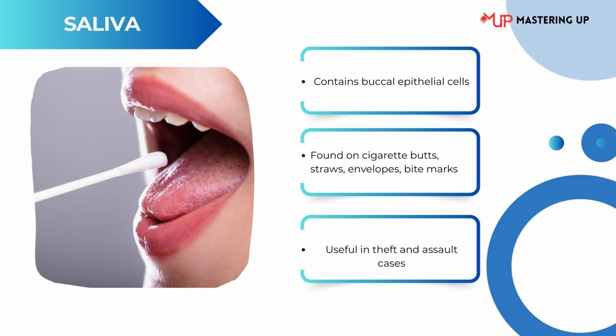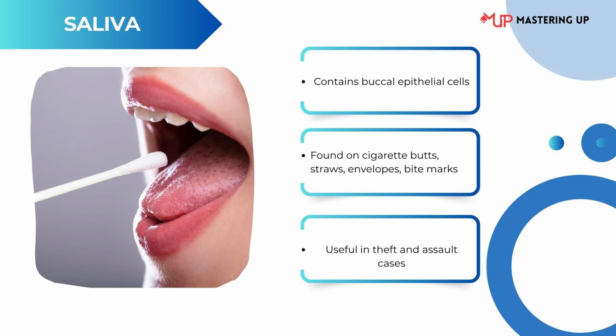Let's now explore saliva as a type of biological evidence in DNA forensics. Saliva contains buccal epithelial cells, which are shed from the inner lining of the mouth. These cells hold DNA, making saliva a reliable source for forensic analysis. Saliva can be found everywhere, like cigarette butts, drinking straws, envelopes, or even bite marks on skin or clothing. It often goes unnoticed at a crime scene, but for forensic experts, it can be a silent yet powerful clue.